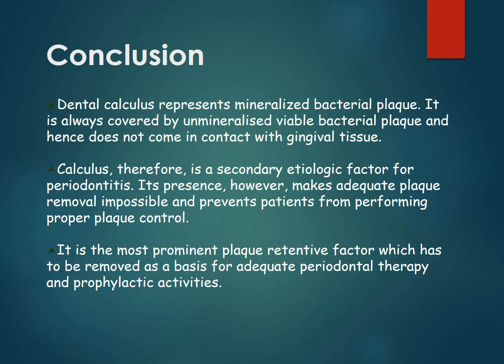So coming to the conclusion, dental calculus represents mineralized bacterial plaque. It is always covered by unmineralized viable bacterial plaque, and hence it does not come in contact with gingival tissue. Calculus, therefore, is a secondary etiological factor for periodontitis. Its presence, however, makes adequate plaque removal impossible and prevents patients from performing proper plaque control. It is the most prominent plaque retentive factor, which has to be removed as a basis for adequate periodontal therapy and prophylactic activities.